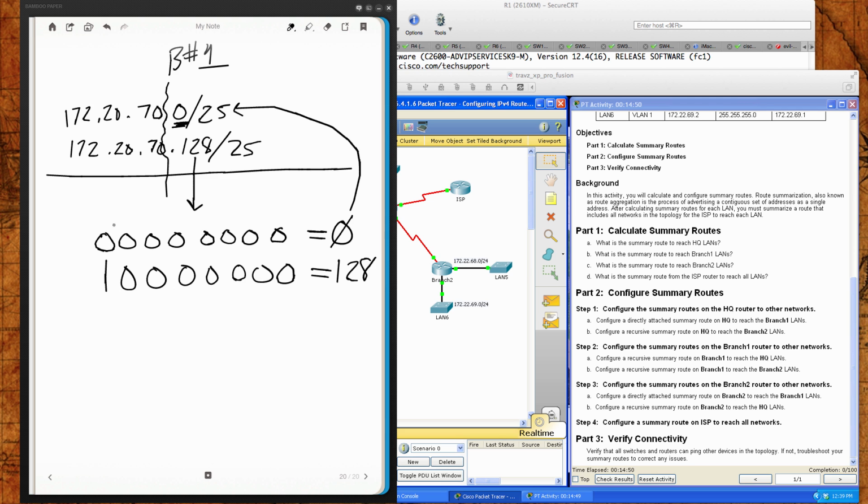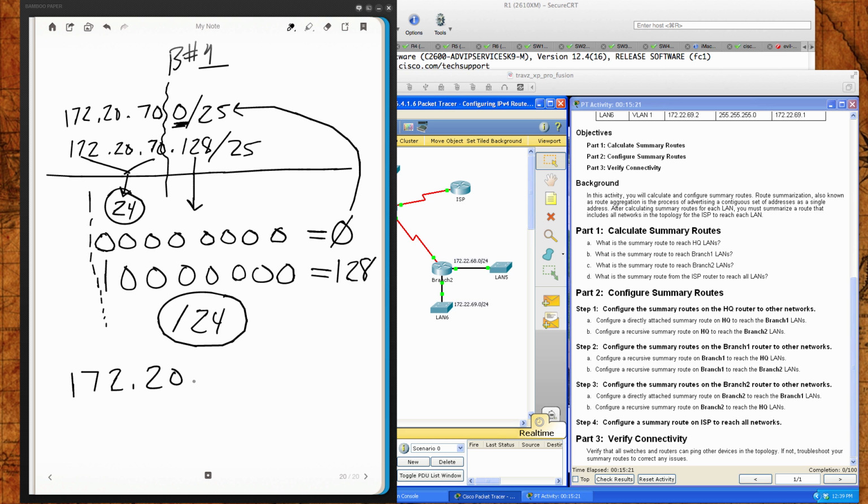All right, so now we need to figure out where these stop being identical. And it's actually right there, right out of the gate. So we know that these 3 octets add up to 24 bits. We have no additional bits to count, because immediately on the 25th bit, they're different. So we know that this is going to be a /24 in CIDR notation. And so it's actually going to be 172.20.70.0/24.